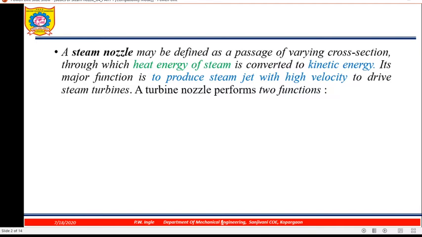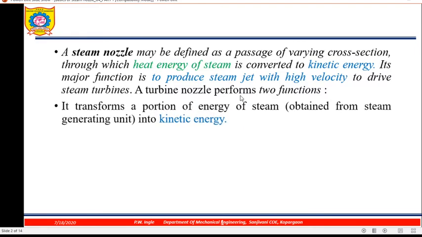at high pressure. This pressure energy will be converted into kinetic energy in the nozzle. So at the end of the nozzle, you are getting the steam at kinetic energy, and this kinetic energy will be used to produce a steam jet with a high velocity to drive the steam turbine. So the turbine nozzle performs two functions. Number one, it transforms a portion of the energy of steam into kinetic energy.